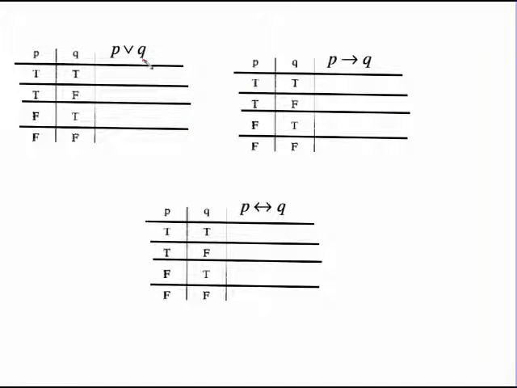For P or Q, what do you remember about or? The only time an or statement is false is if both components are false, which is right here. This must be false. I've also said to you several times that another way to look at or is if you have at least one T, this one happens to have two T's, then it will be true.